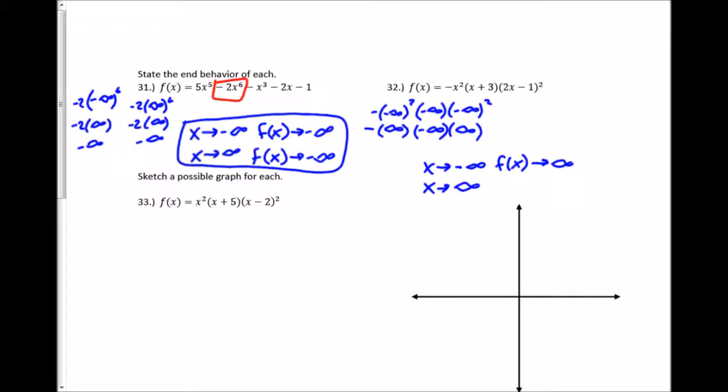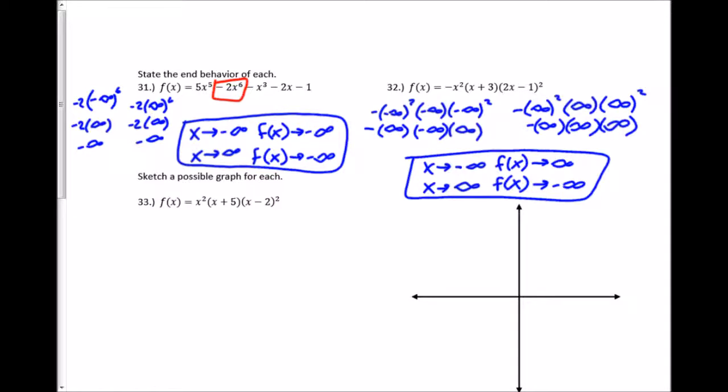And I would do the same thing with the positive infinity. I've got a negative x squared times this guy times something squared. I plug the positive infinity in. That gives me a negative infinity times a positive times a positive. So I've got negative times positive, which is a negative. And that's it.